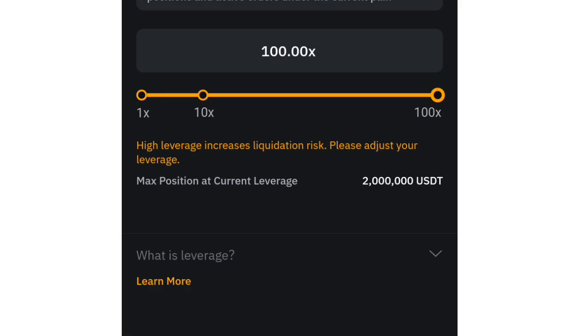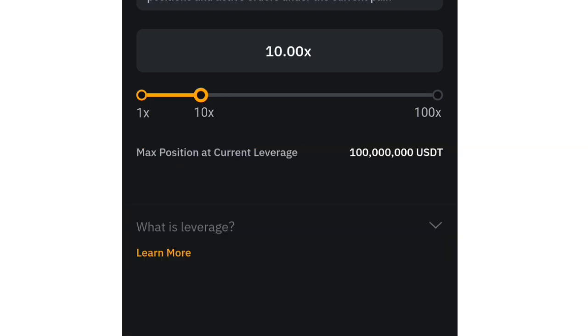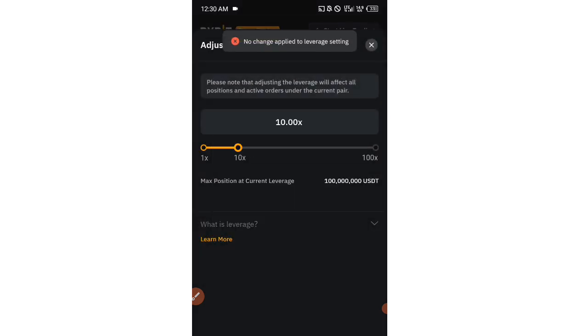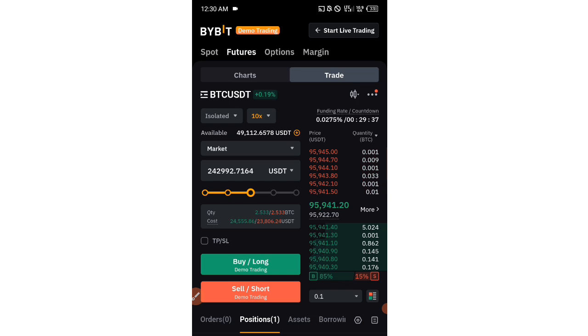But you can see what they said: high leverage increases liquidation risk. Please adjust your leverage. The more the leverage, the easier it is for you to lose your money. So I advise people to always put their leverage at 10. If you are trading with $10, it will be as if you are trading with $100. So you leave it like that, click OK. No changes made. So this is your leverage.